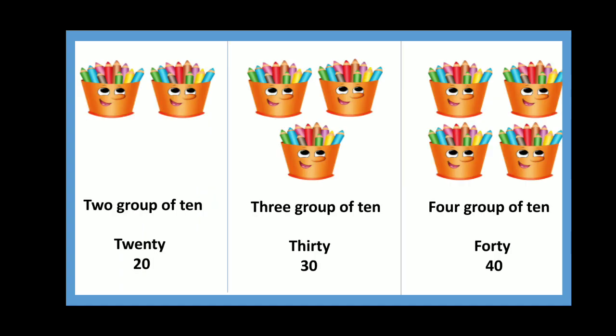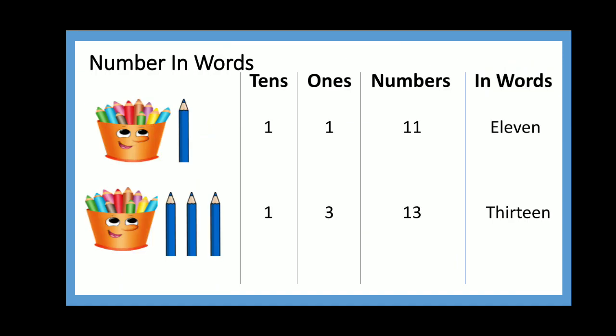Here it shows that one group of 10 is equal to 10, two groups of 10s are equal to 20, three groups of 10s are equal to 30, and four groups of 10s are equal to 40. You can see how it can be written in numbers and words. There are 10 pencils, which is equal to 1 ten, and one separate color pencil, which is equal to 1 one. 1 ten plus 1 one makes the number 11, and in words it is written as ELEVEN.